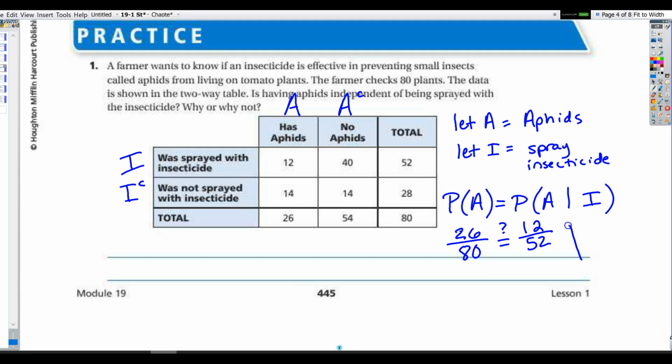Okay, so reminding you about the formula I introduced, the probability to have aphids and to have been sprayed with insecticide divided by the probability for the insecticide. Remember how I told you it's probability of A and B divided by the probability of B? So you're looking at the probability of the intersection, or the number in the intersection, divided by the number in the given.